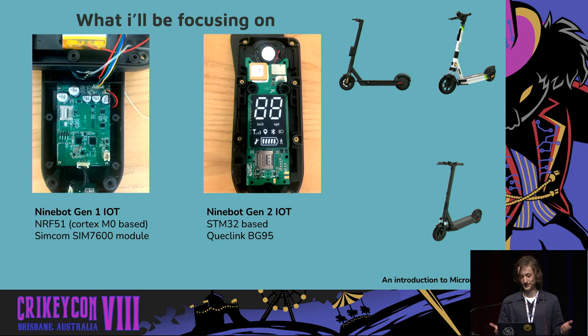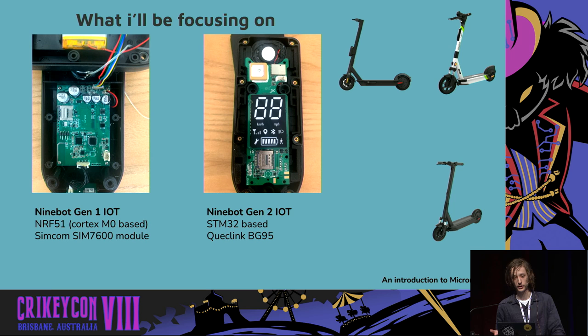These are the devices that I'm going to be focusing on today. I focused most of my work on one vendor, which was Segway Ninebot. Segway makes the majority of these rental e-scooters for a lot of these companies. You've probably seen their products in various companies on the street in Brisbane and New Zealand as well. They run three different devices, but I'm only going to be showing two today because I don't have the third one. The first one I'm going to be talking about is the Gen 1 IoT, which is an NRF51 based device, and the NRF51 is a Cortex M0. The device also has a SIMCOM 7600 module for actually communicating over 4G or whatever network it can access.